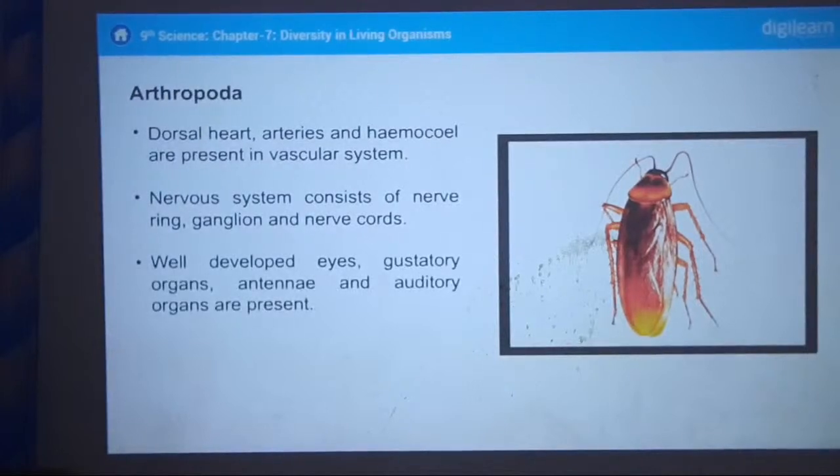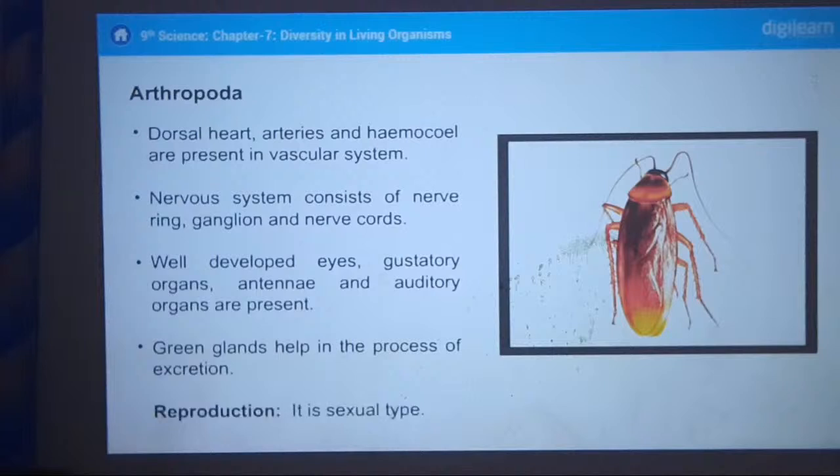Sense organs consist of well-developed eyes, gustatory organs, antenna, balancing organs, and auditory organs. Excretory organs are Malpighian tubules or green glands. Reproduction in arthropods is by sexual method.